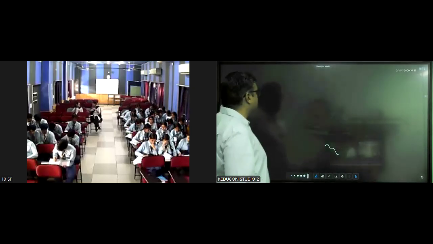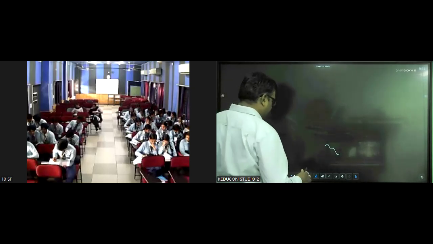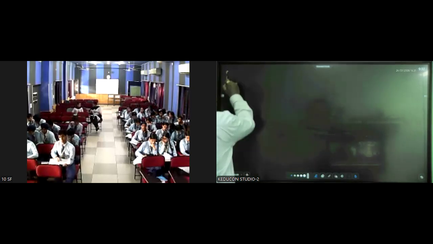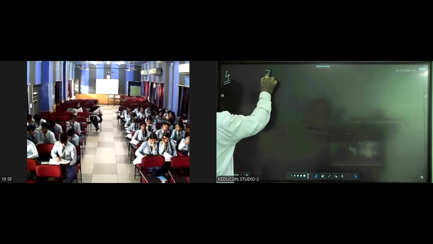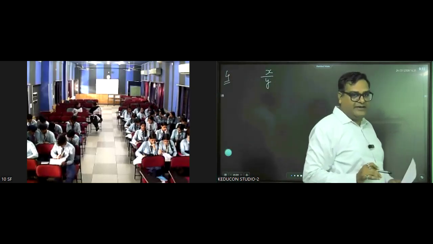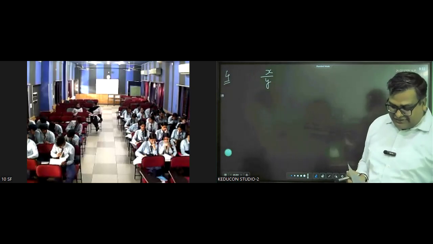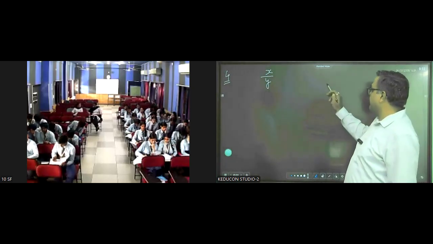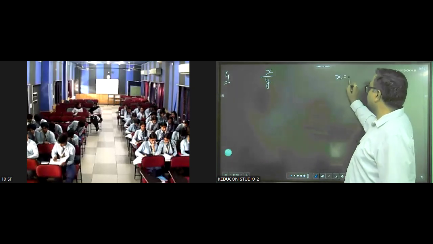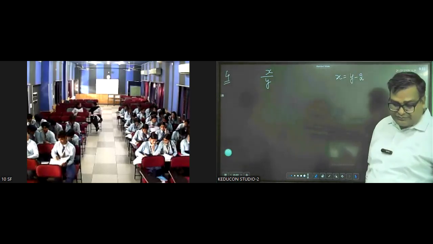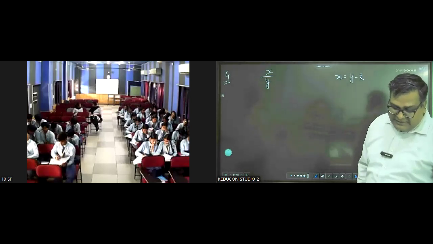Right, students. So now just look at this. Question number 4. If the fraction is x by y, what he says, the first equation is the numerator of a fraction is 2 less than the denominator. Means x will be equal to y minus 2. Now what will be the second statement? If 1 is added to both numerator and denominator.